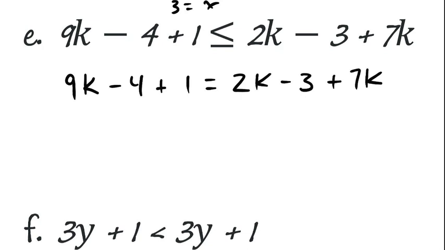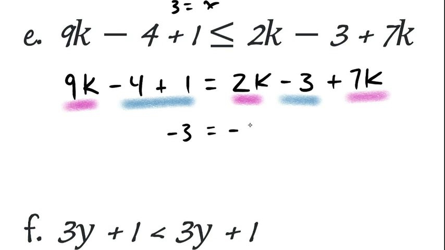Okay, so for E, I have this inequality that I turned into an equation to find the boundary location. And a couple observations I see here. On the right-hand side, I do have a 2k and a 7k. Added together, that's 9k. And that's exactly what I have on the left-hand side. So I'm going to subtract 9k from both sides. When I do that, what remains over on the left-hand side is a negative 4 and 1. And on the right-hand side, I have a negative 3. Well, it turns out when I combine negative 4 and 1, I do get negative 3. And on the other side, I also get negative 3.